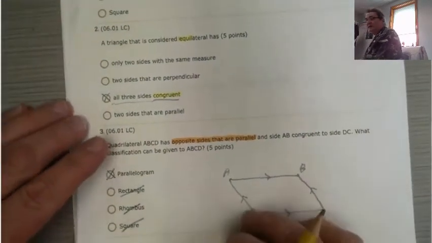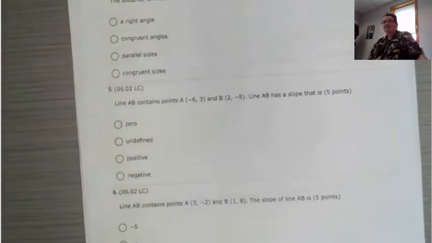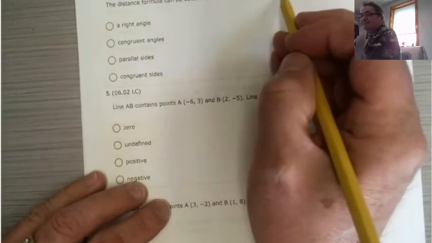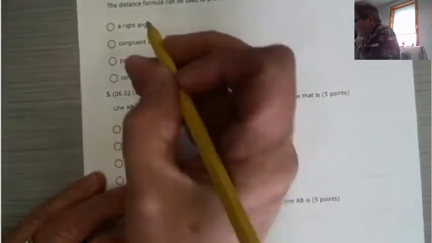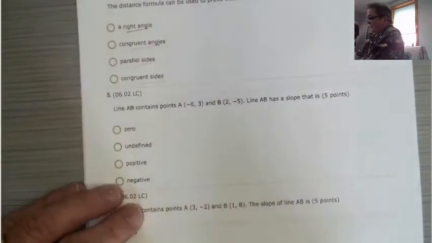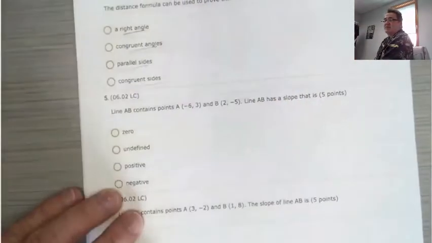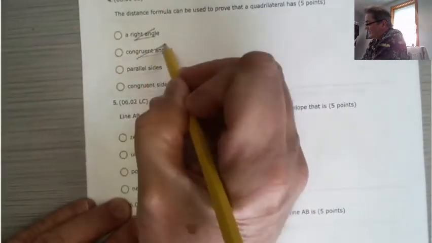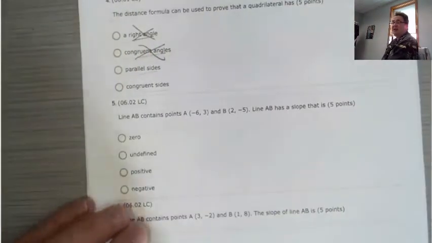All right, let's move on to number 4. The distance formula can be used to prove the quadrilateral has what? A right angle, congruent angles, parallel sides, or congruent sides. Will the distance of anything tell you the angle? No, it doesn't tell us if it's the right angle or congruent angle. Nothing about that will tell us anything about the angles.